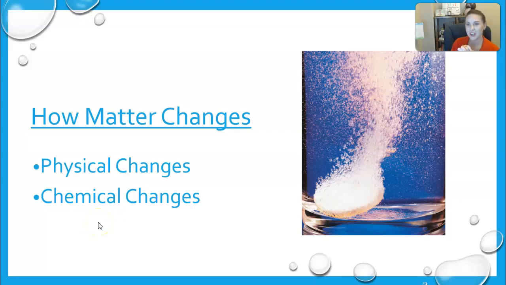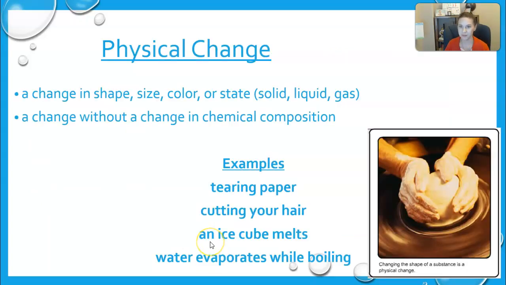All right, and now we're going to talk about how matter changes. Remember that we can have physical changes and chemical changes, and we'll talk about both of those now. A physical change is a change in shape, size, color, or state, meaning solid, liquid, or gas. So a physical change is a change that does not change the chemical composition. Examples of this would be tearing paper, cutting your hair, or an ice cube as it melts.